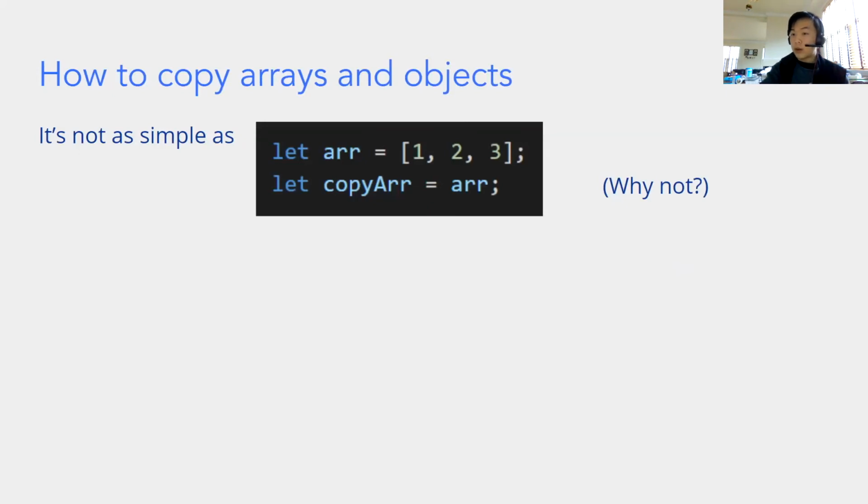One of the issues that might come up with this whole idea of references is the idea of copying things. So it's not as simple as what's here. You create an array, 1, 2, 3, and then you just copy it over. I want to create a new array that has the same contents, so I just say copy array equals array. Why does this not work? What could go wrong?